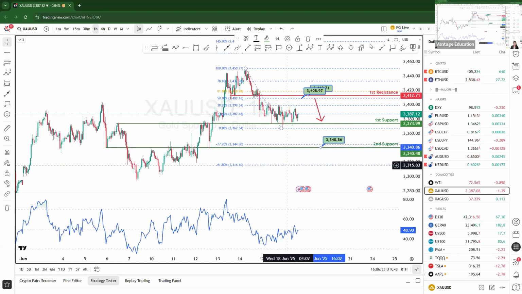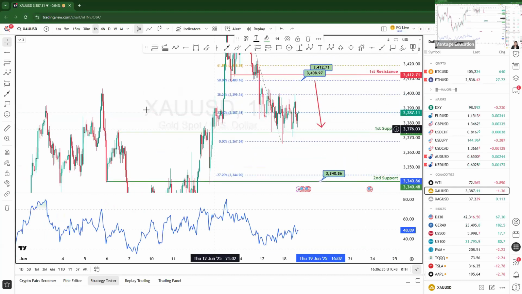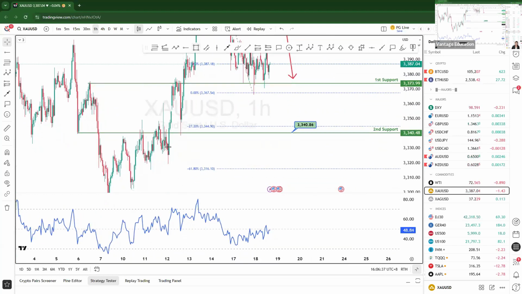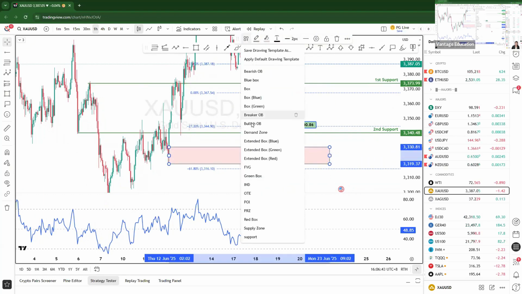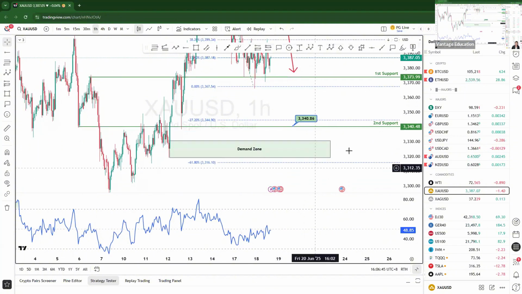All right, guys. Okay, let's say price did not react to 33.40. This is your demand. Okay, this is your demand zone.